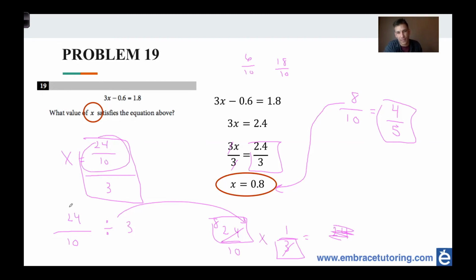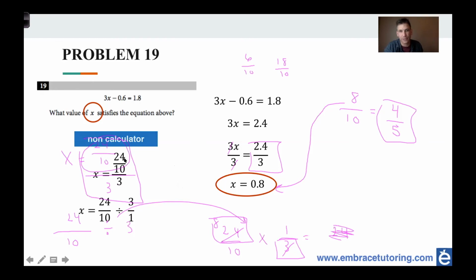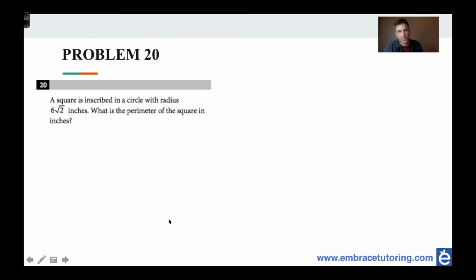Just to make sure that I'm absolutely right and I don't miss a little question, okay? Now a calculator, right, 24 over 10, 24 divided by, you flip this for the reciprocal, and you end up getting 8 over 10. Awesome.